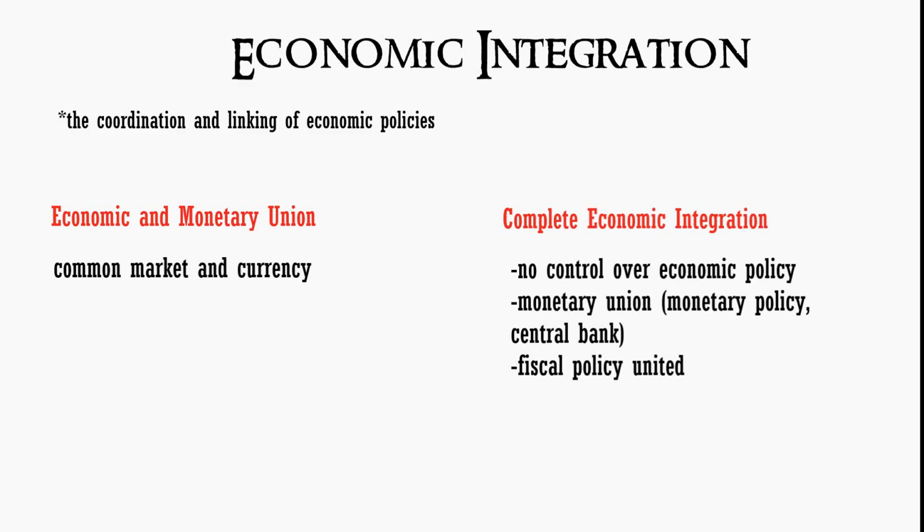And the final step of economic integration is complete economic integration. Here, countries have no control over economic policy. They're in a monetary union, which means they have unified monetary policy for controlling macroeconomic objectives. So you'll see that interest rates will be unified. They have a common central bank, so obviously a common currency. But the defining characteristic here is that their fiscal policy is united. So taxation, spending, these are going to be controlled by the bloc.